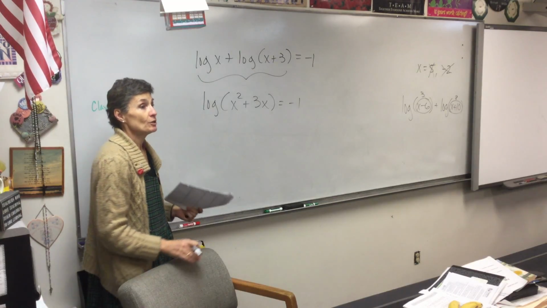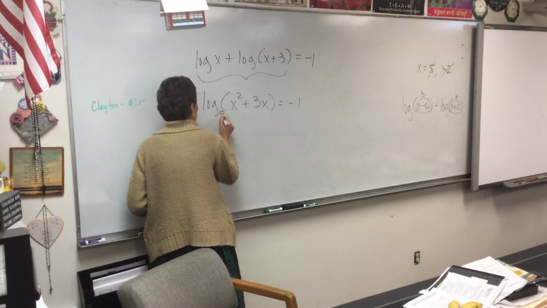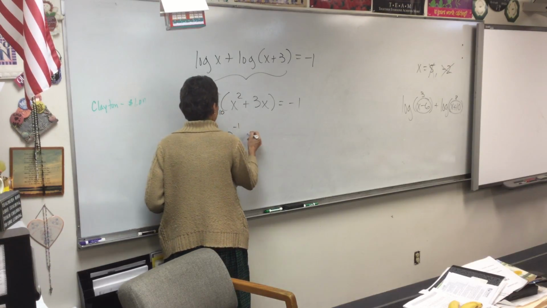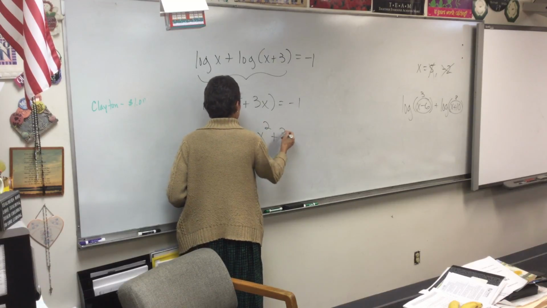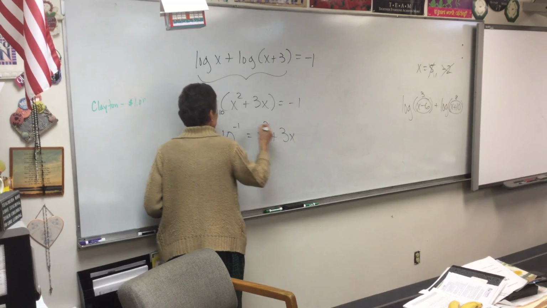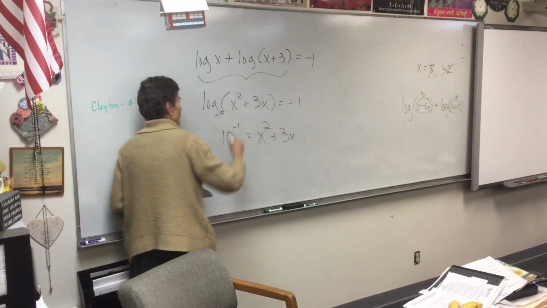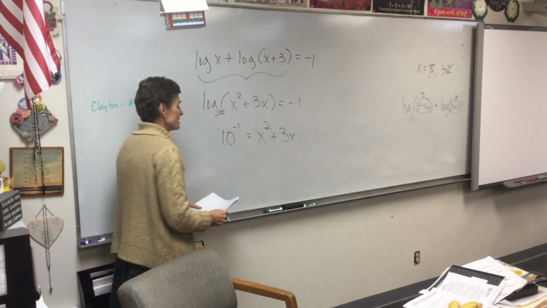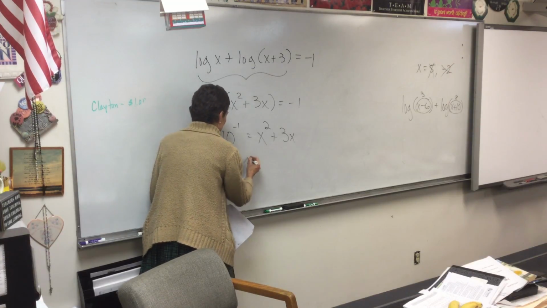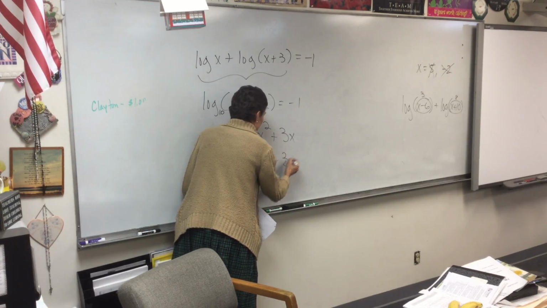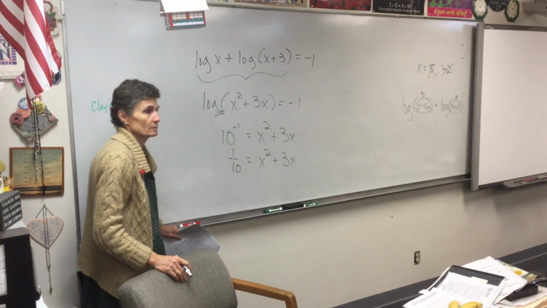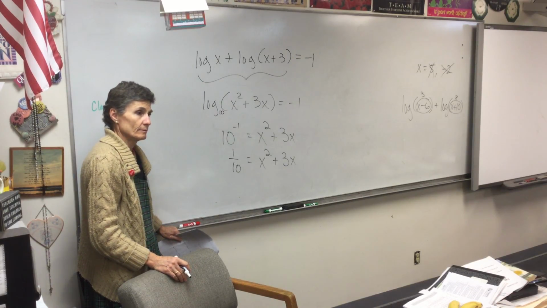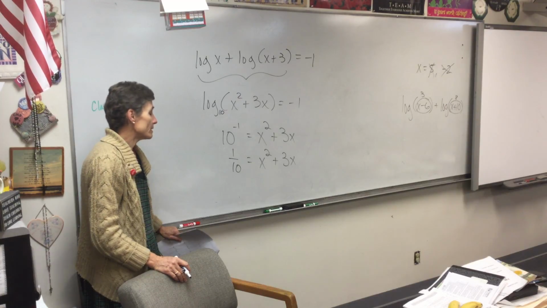So now what do I do? Remember, the base on log is 10. So 10 to the negative first. Oh, wait a minute. 10 to the negative first is x squared plus 3x. What's 10 to the negative first? 1/10. One tenth, cool. All right, now what?